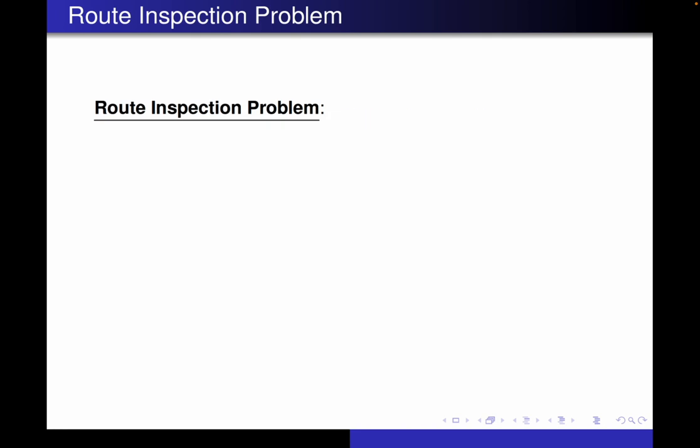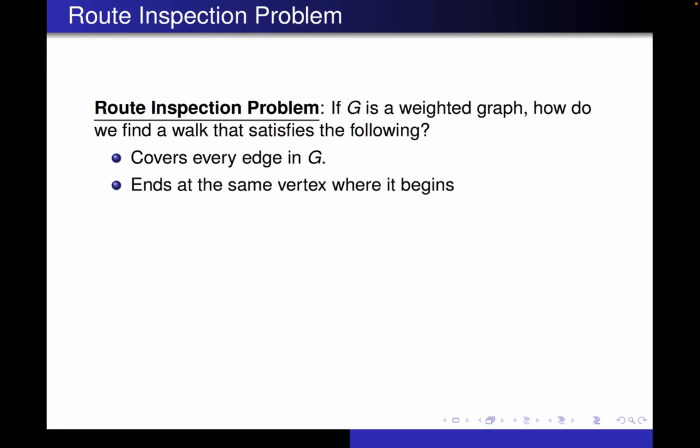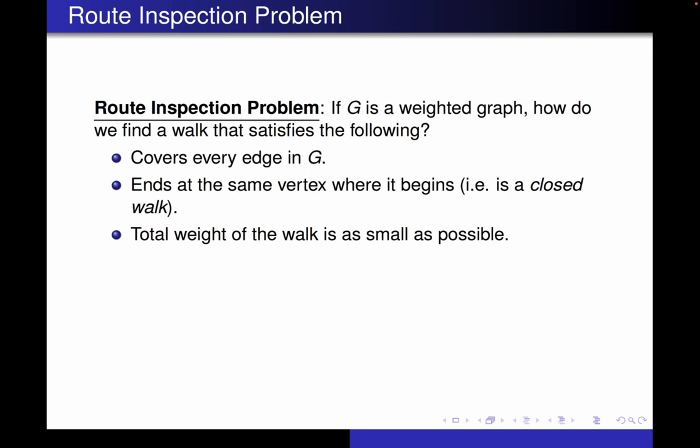All right, so just a reminder about how the root inspection problem works. If G is a weighted graph, in other words, a graph where each of the edges has a weight associated with it, how do we find a walk that satisfies each of the following conditions? First of all, that walk has to cover every edge in G. It has to end at the same vertex where it begins, and another way of saying that is it's a closed walk. And the total weight of the walk is as small as possible.